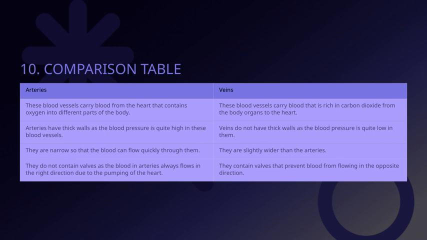On the other hand, veins carry blood that is rich in carbon dioxide from the body's organs back to the heart. Since the blood in veins is under lower pressure, their walls are thinner and they are slightly wider than arteries. Veins do contain valves, which are crucial because they prevent the blood from flowing backward, especially since the blood has to travel against gravity in many cases. This comparison highlights how the structure of these vessels is perfectly adapted to their specific functions within the circulatory system.